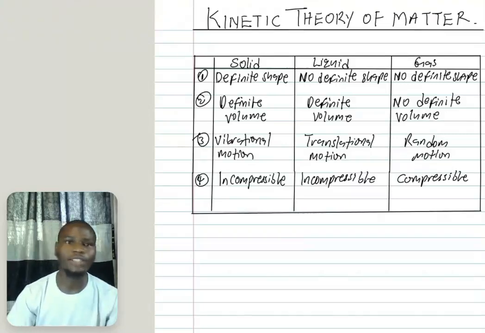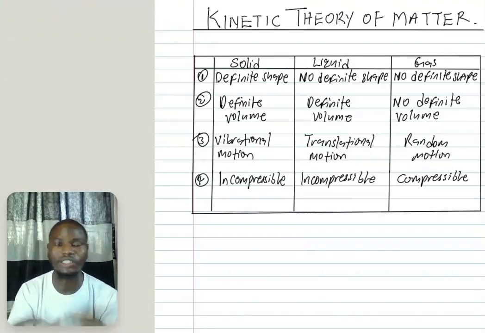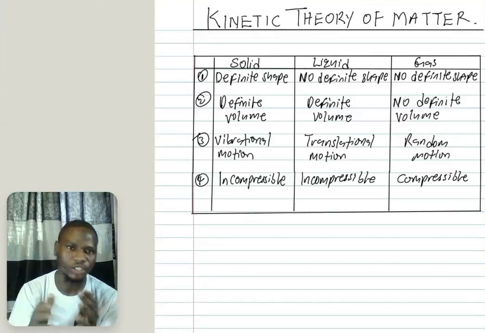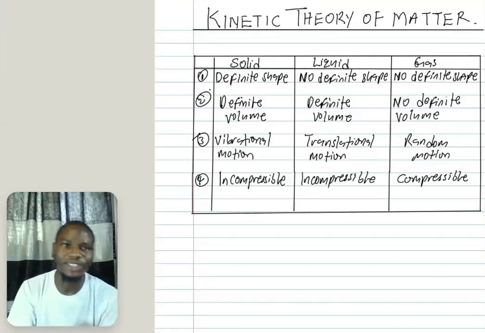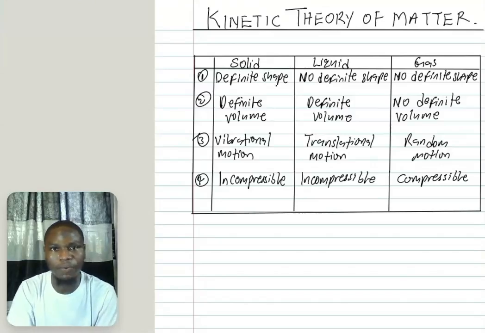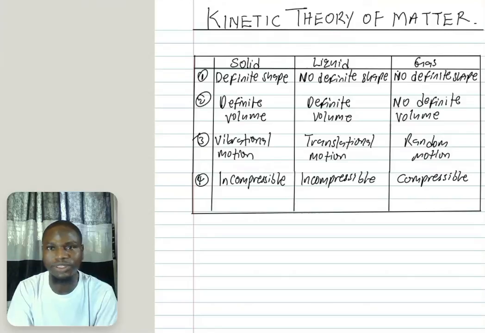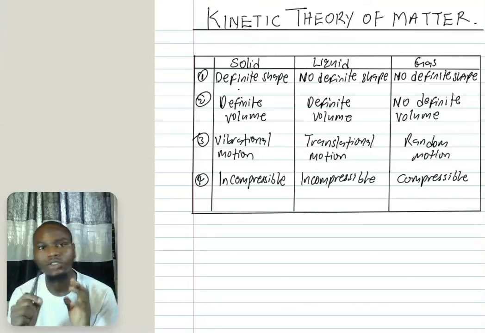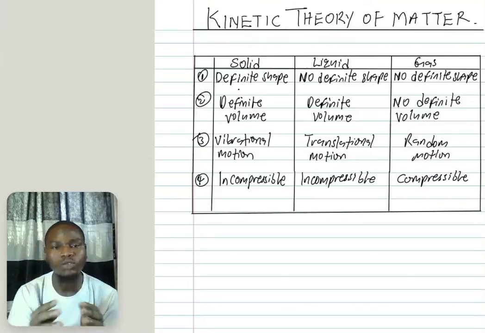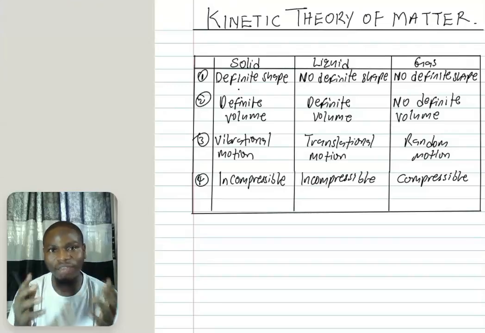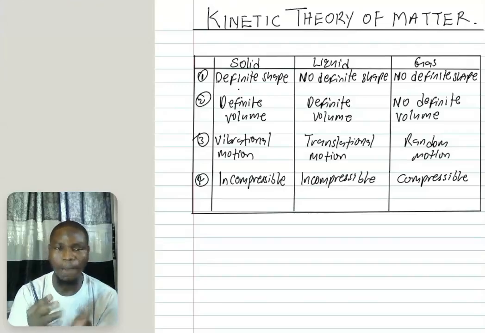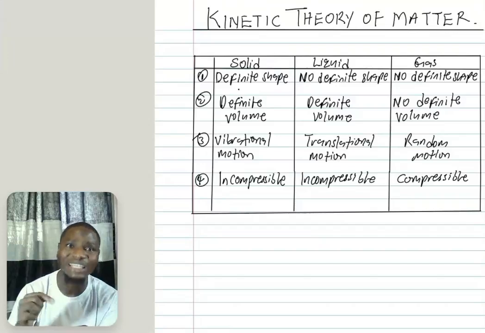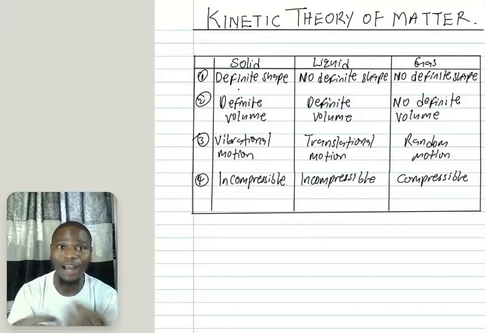Now let's look at the differences between the states of matter: the solid, the liquid, and the gas. Now pay attention. The first one is that solids have a definite shape, liquids have no definite shape, and gases have no definite shape. So let us explain this. Remember that solids, their particles are tightly packed. Therefore, they will have a definite shape because the particles are very close to each other and they are tightly packed with large cohesive force.